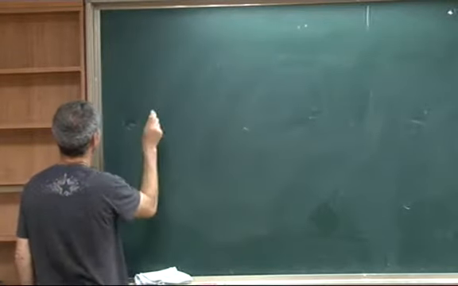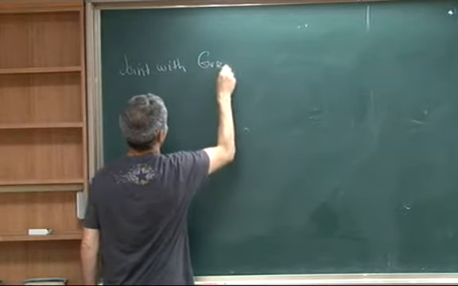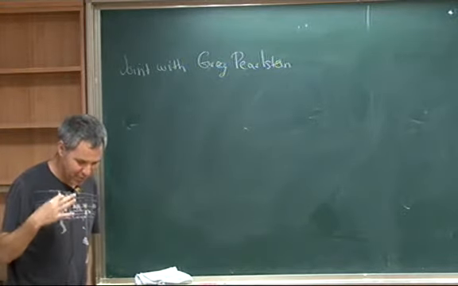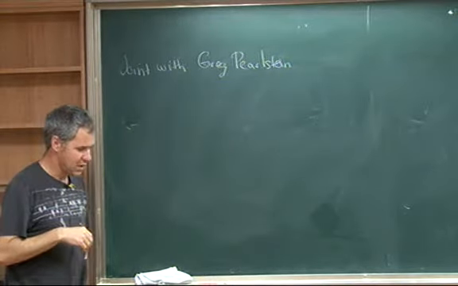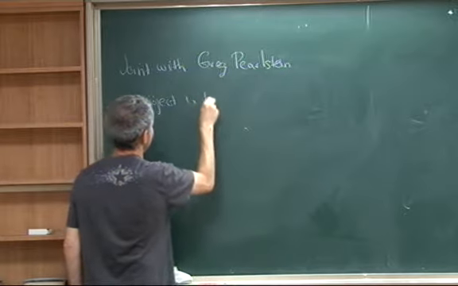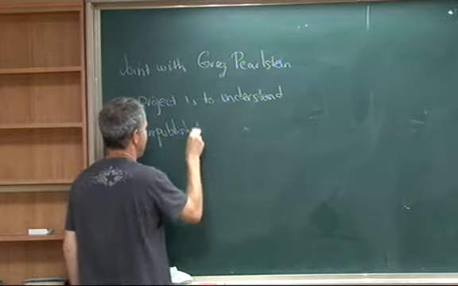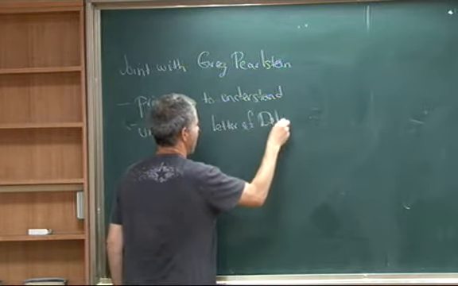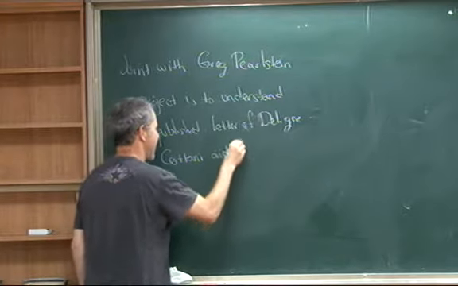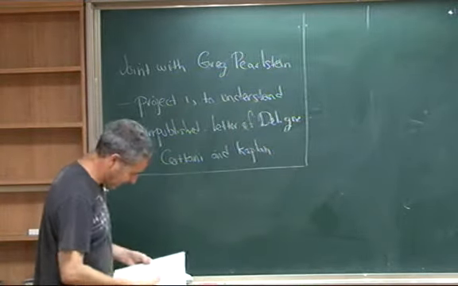So what I talk about is joint work with Greg Perlstein. It's really a project to understand an unpublished letter of Deligne to Kirtani and Kaplan. We needed to understand it as part of a project that we were doing, and I'll explain what the project was towards the end.